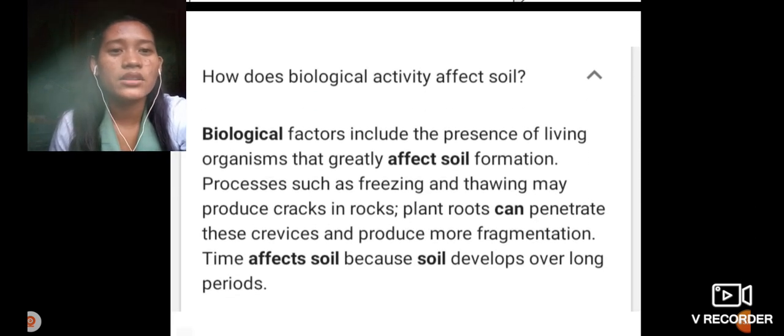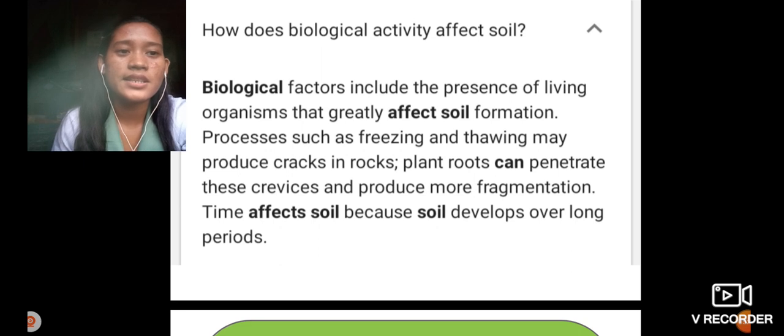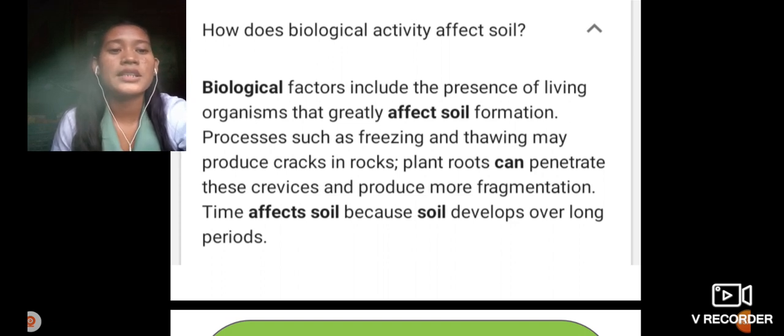How does biological activity affect soil? Biological factors include the presence of living organisms that greatly affect soil formation. Processes such as freezing and thawing may produce cracks in rocks. Plant roots can penetrate the crevices and produce more fragmentation. Time affects soil because soil develops over long periods.